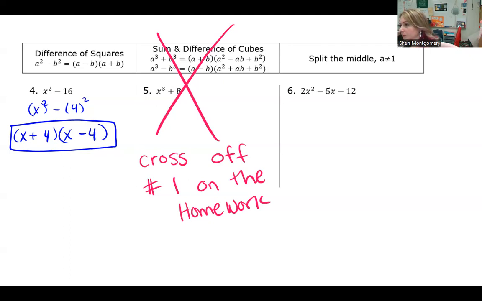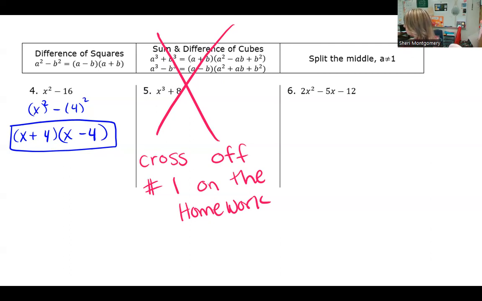The whole front page of your homework is practicing factoring. So we're going to practice factoring. The last type that we're going to talk about is splitting the middle. There's not a whole lot of these. This is when the leading term is not equal to 1.